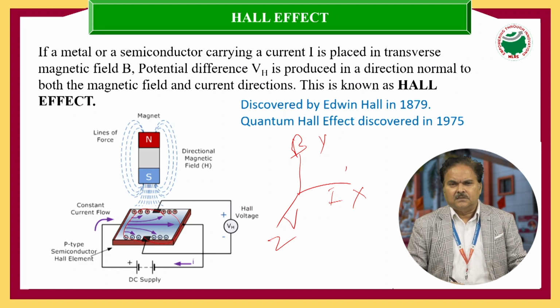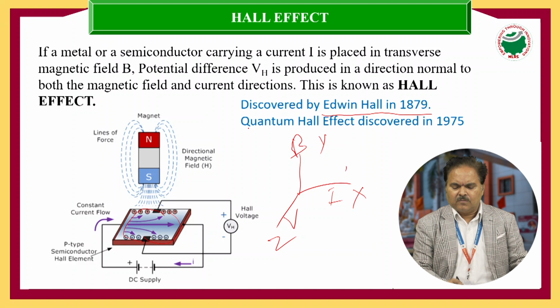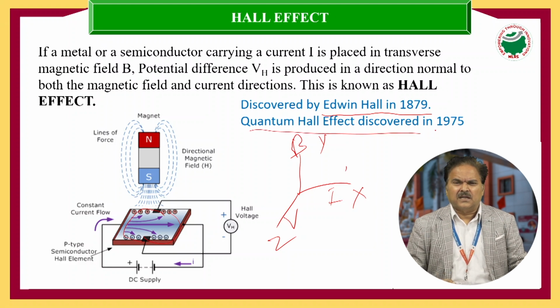This phenomenon was discovered by Edwin Hall in 1879, a very old phenomenon. Later, with nanoparticles, quantum effects came into the picture, and the quantum Hall effect was discovered around 1975. But before that it was the Hall effect only, from 1879 by Edwin Hall. In the name of this scientist, this experiment is called the Hall effect.